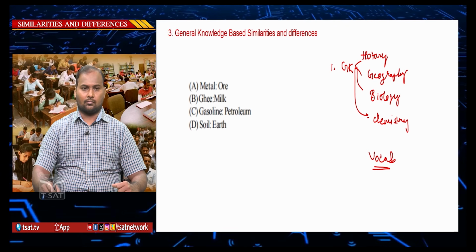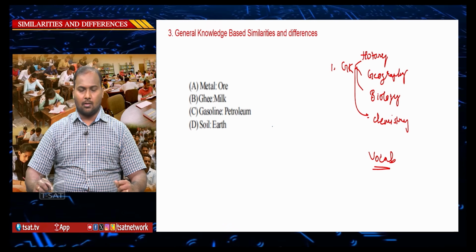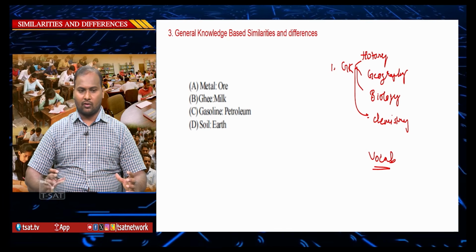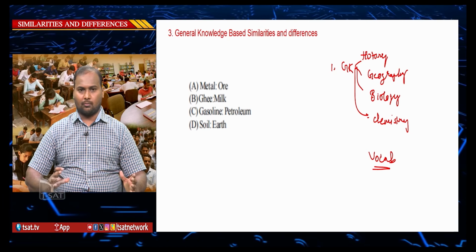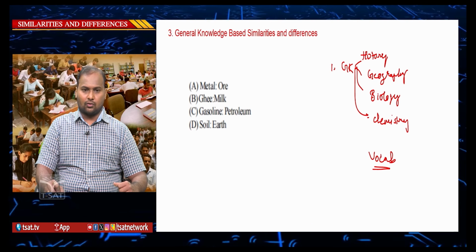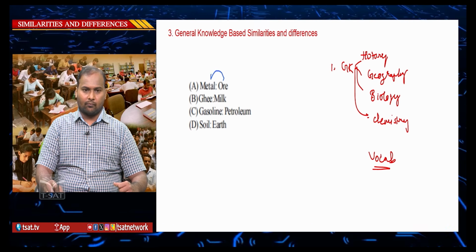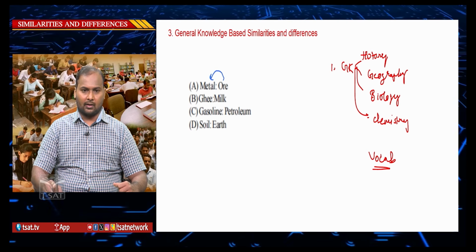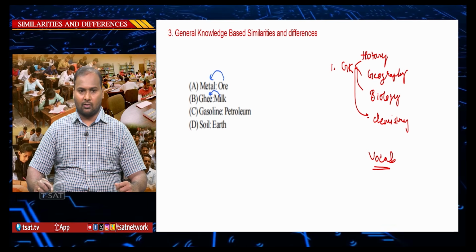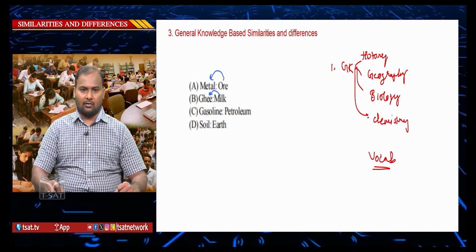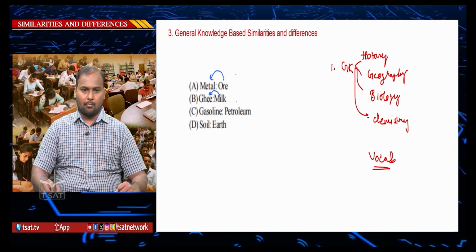If you see the first question, metal and ore. The first thing is you should be in a position to relate metal and ore. So what is the relation? The metal is obtained from ore. In the same way, ghee is obtained from milk. Everybody knows that we obtain ghee from milk. And in the same way, we get gasoline from petroleum.